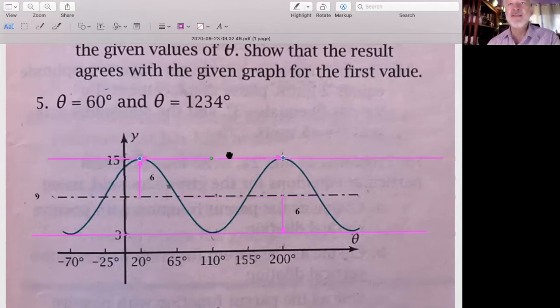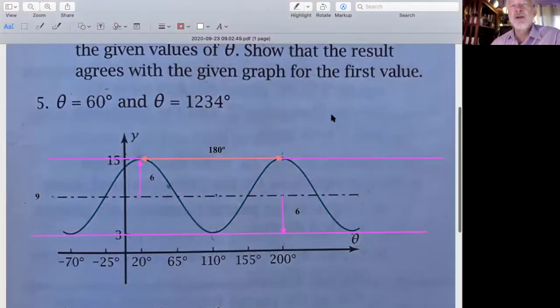And in this case, what is that distance? Exactly, it's 180 degrees. Thank you. Let's give this another color so that it's easier to see. There we go. We've got 180 degrees. That's the period. Are we missing anything else?